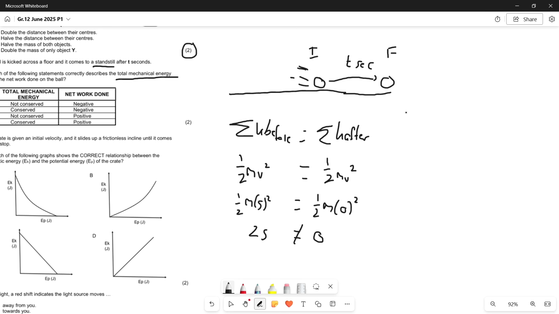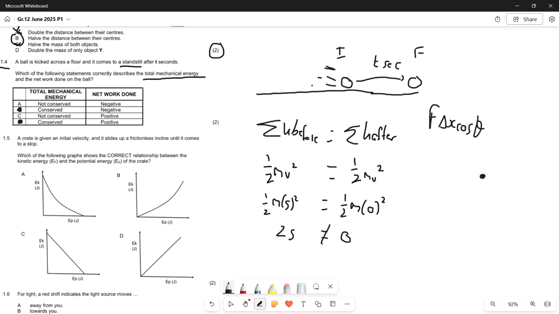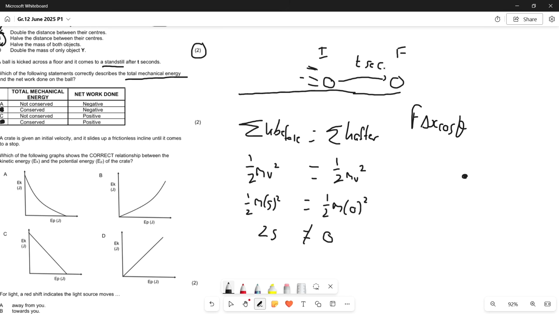Because net work has to do with our F delta X cos theta. And if there is a ball that is rolling without an applied force, with a normal force going up, a gravitational force going down, the only thing that actually affects the ball that is rolling is the frictional force that opposes the ball, because it is not like someone is pushing this ball constantly, which means the only force actually happening on the object is our frictional force that opposes it until it comes to a standstill.